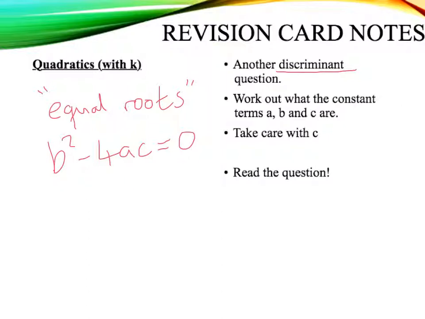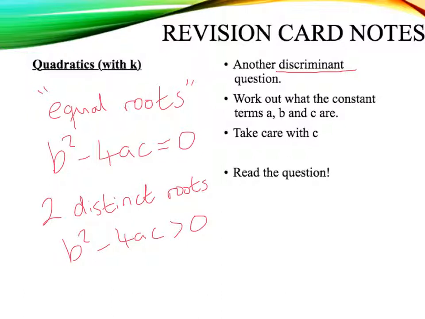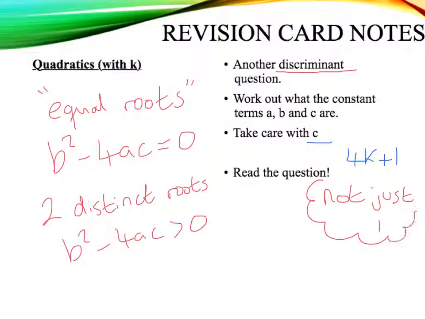It might have said that it had two distinct roots. If it was two distinct roots, you'd be using the discriminant and you'd be saying b squared minus 4ac is greater than 0, and you're going to get a range of values in this case for k. So take great care with these things. I've also pointed out here, take care with the c term at the end. In our case, it was 4k plus 1, not just 1. You might want to make a little note of that as well, because that's important.